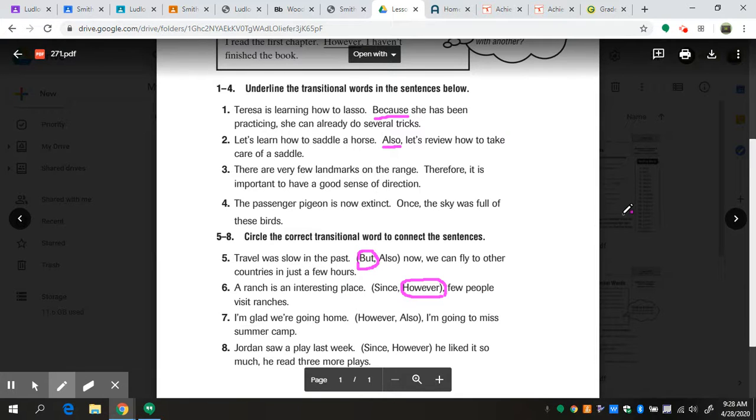If you have any questions regarding transitional words for 3 and 4, 7 and 8, please ask it in Google Classroom so I can help you, Mr. B can help you, Miss Cook can help you, or Mr. Dubay.